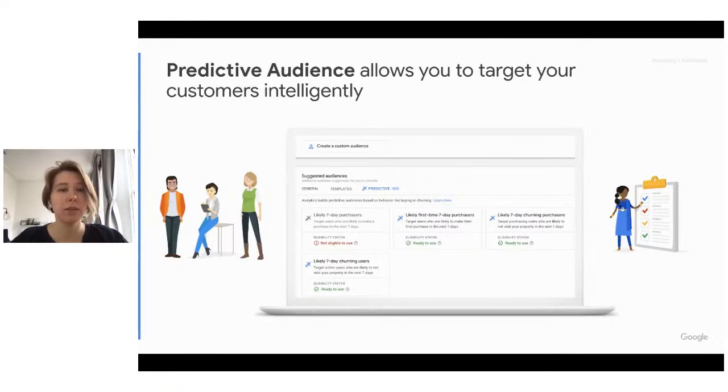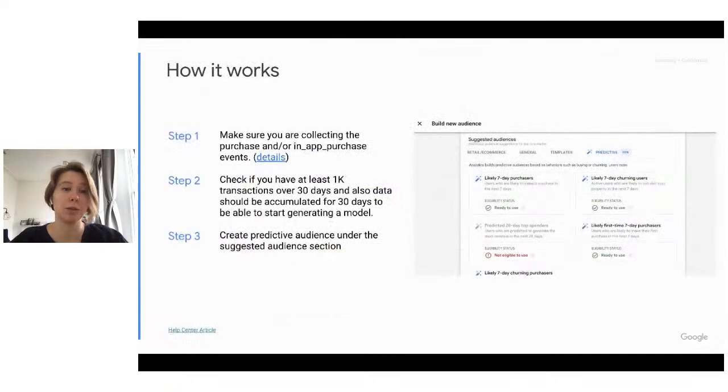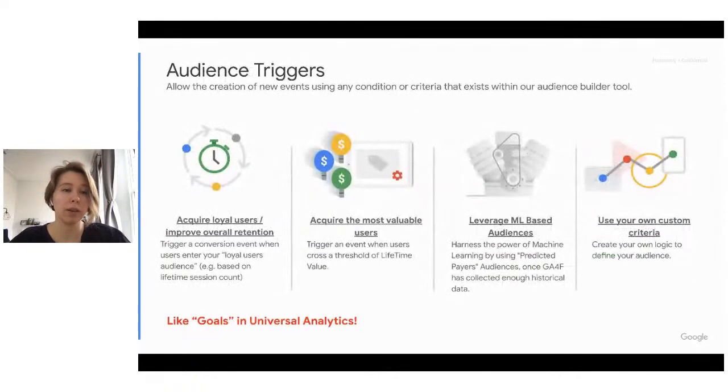If you move to the next slide, we can have a look at what needs to be done to make it work for you and for you to be eligible. First of all, you need to make sure that you are collecting your purchase events, or in-app purchase events, because that would be the base for the machine learning capabilities of predictive audiences. Then you need to meet a specific threshold of 1K transactions over 30 days. That would be the base for the model to start generating, and once you have it, you will be able to get those audiences and select them.